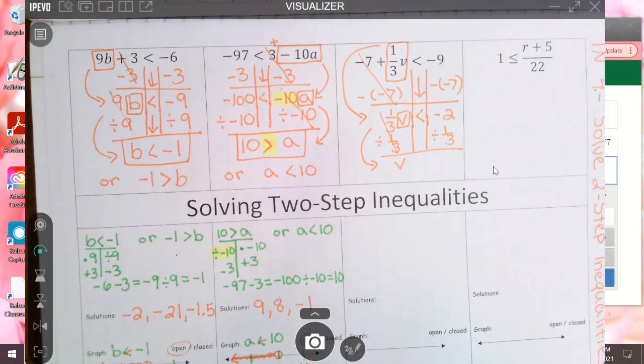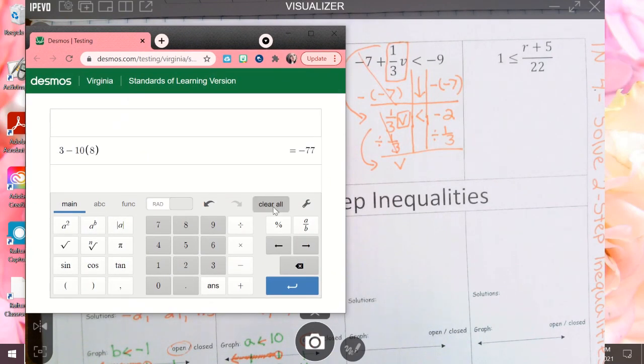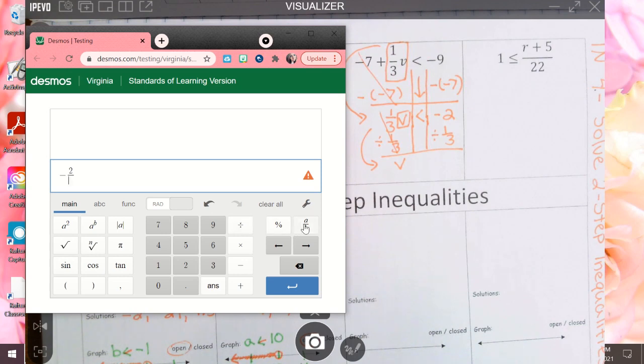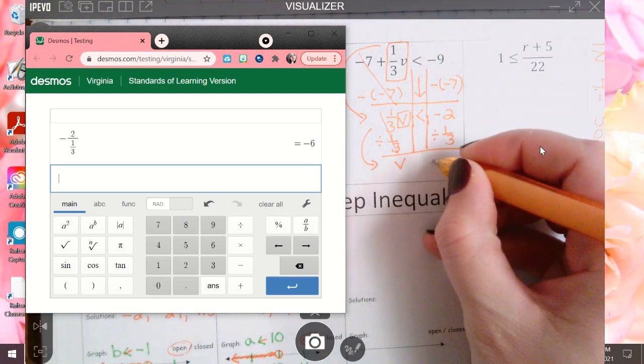But we're still kind of new at that, and we're a little more comfortable with Desmos. So I'm going to pull that up and show you how you can still calculate that in here. I would type in -2, divide by, and then I want to use my fraction button over here to put in the 1/3. There we go. And we would end up with -6. So you can see that dividing by 1/3 would have been the same as multiplying by 3, because -2 times 3 would have also given me -6. So I'm going to write my -6 over here.